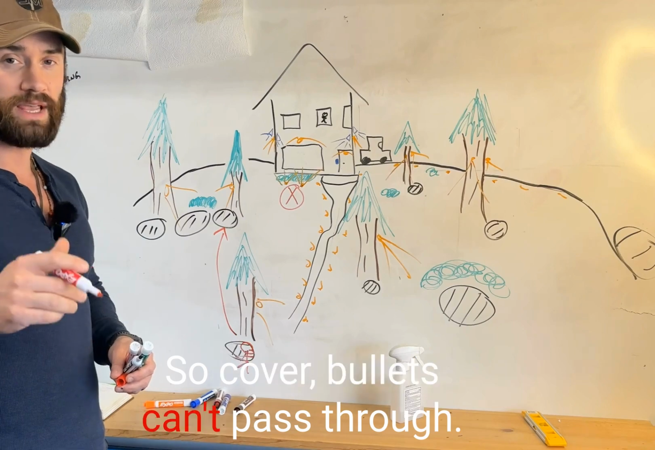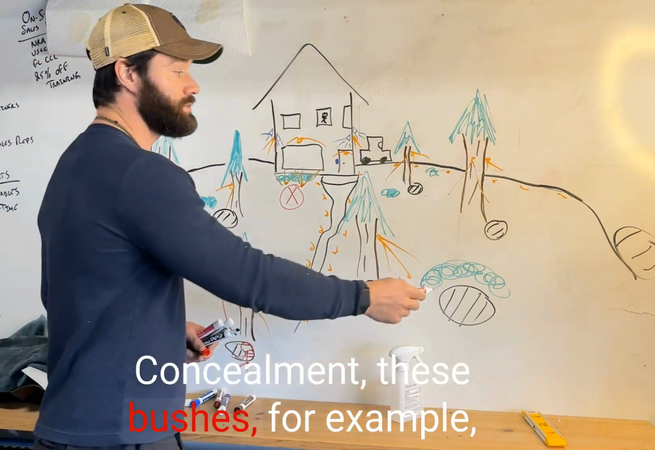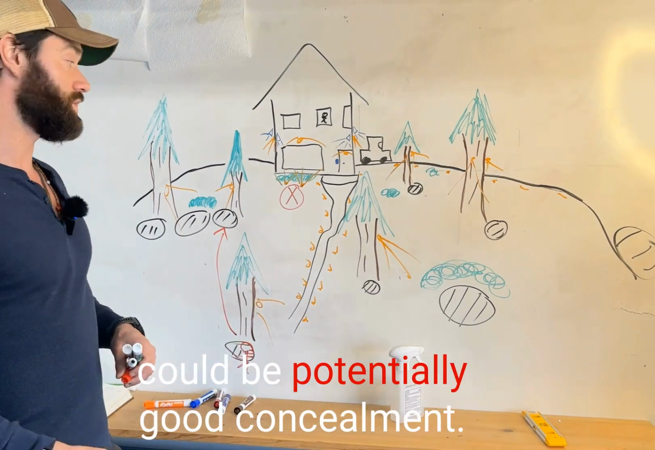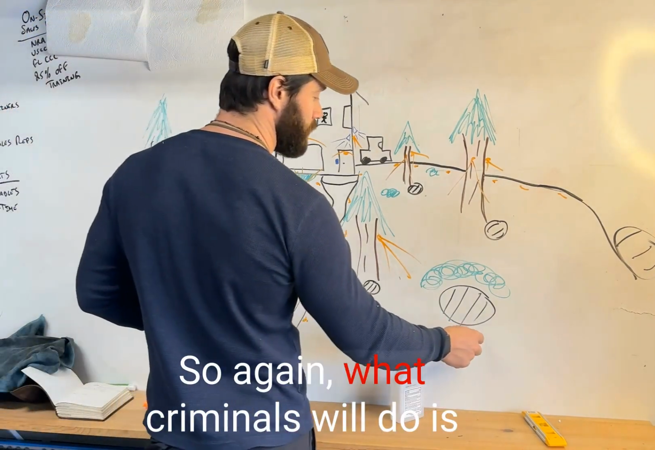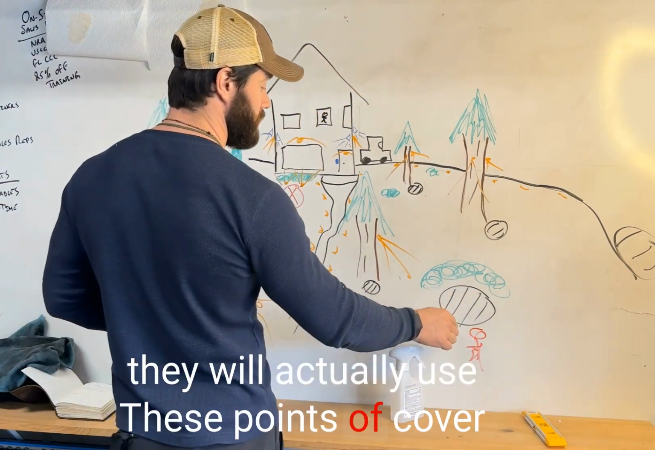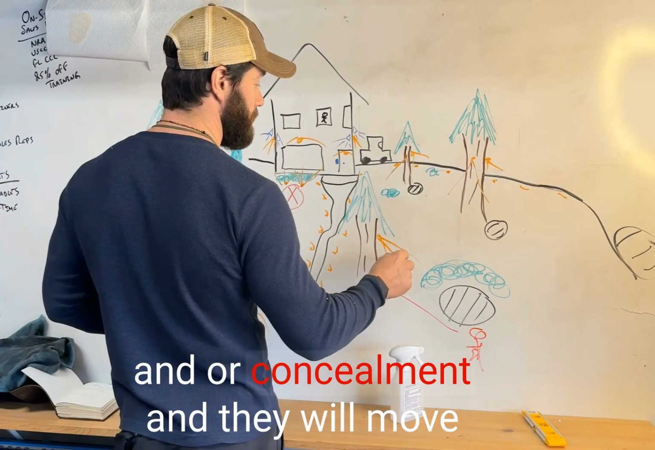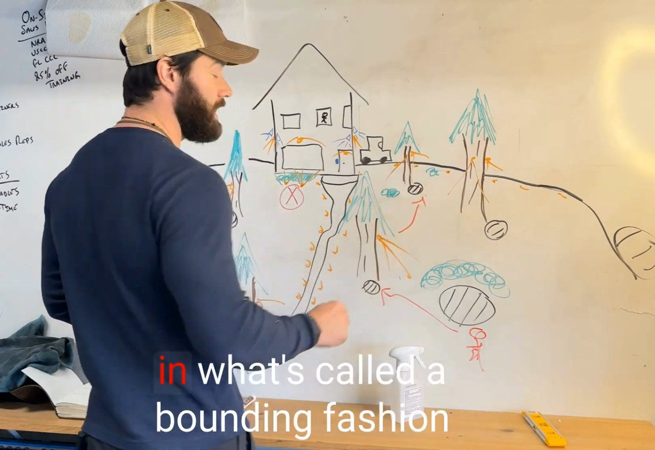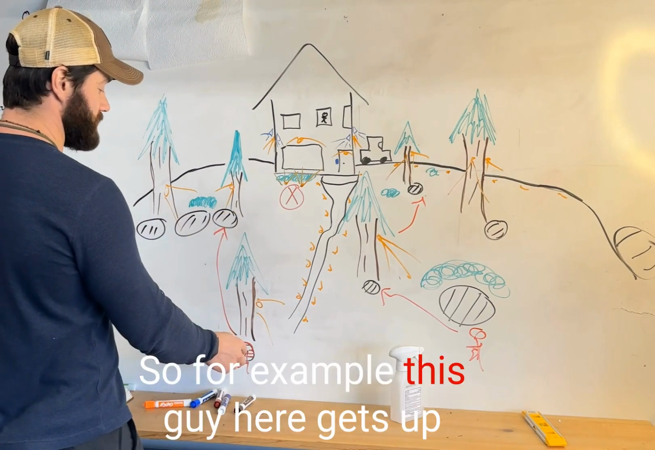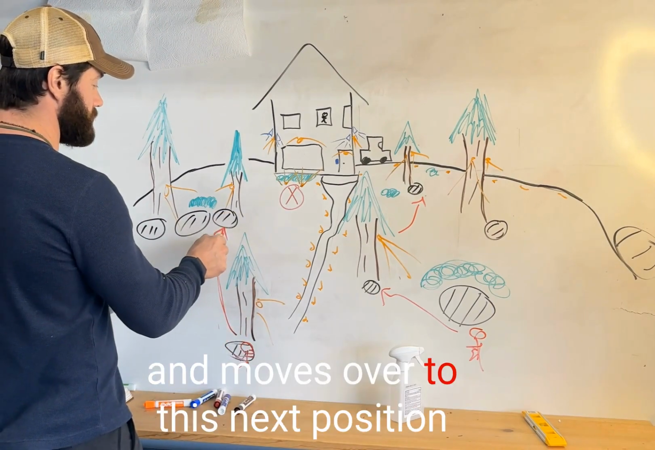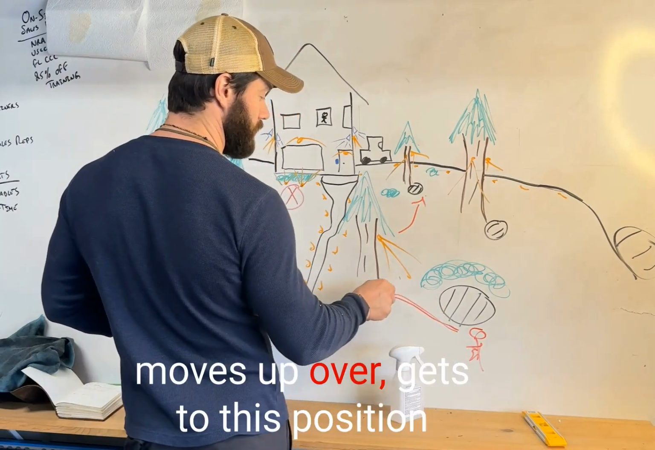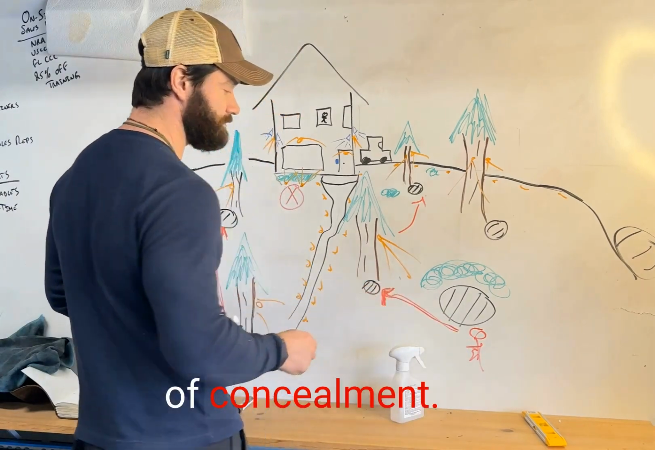So cover, bullets can't pass through. Concealment. These bushes, for example, not very good cover. Bullets pass right through that, but could be potentially good concealment. So again, what criminals will do is they will actually use these points of cover and or concealment, and they will move in what's called a bounding fashion towards your home. So for example, this guy here gets up and moves over to this next position of concealment. Then after he's set, this guy here moves up over, gets to this position of concealment.